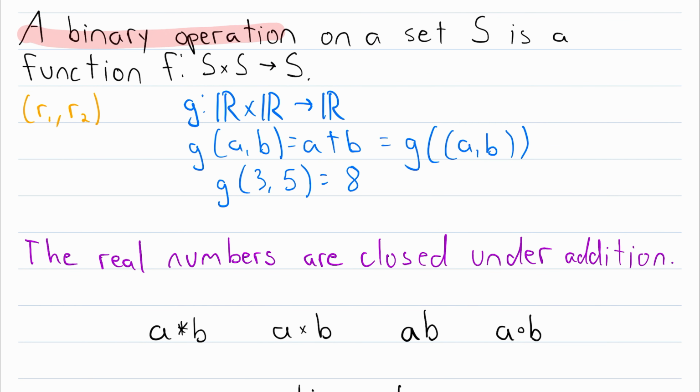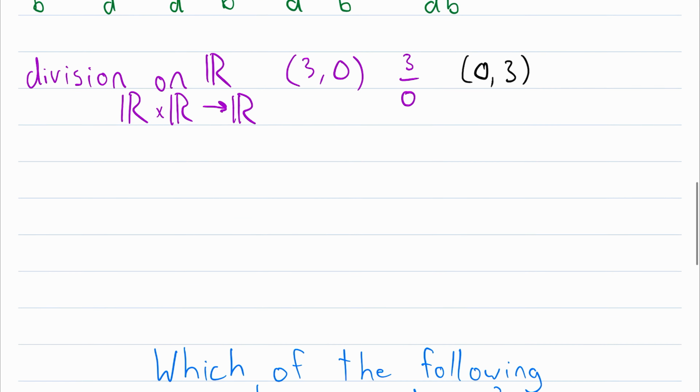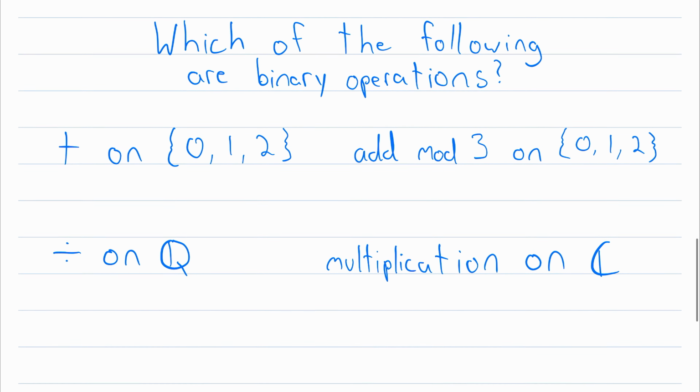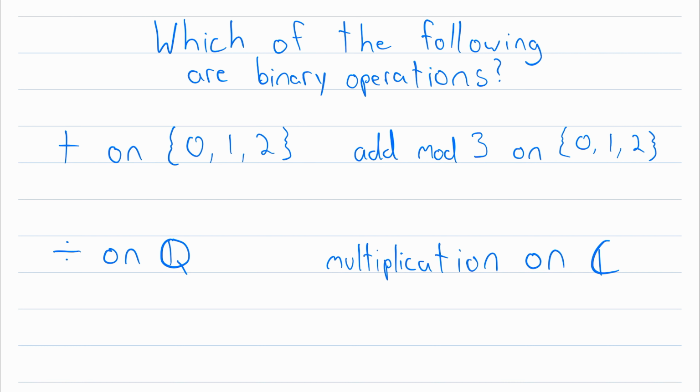A binary operation on a set S is a function from S cross S to the set S. A binary operation takes every possible pair of elements from a set and maps each pair to exactly one element in the same set. And with all that said, let me just give you some examples to try on your own. So which of the following describe binary operations?